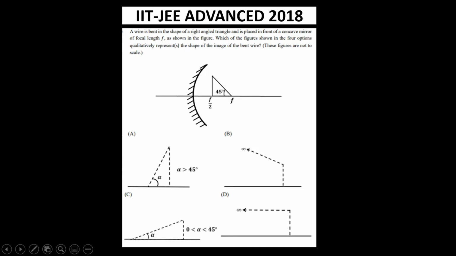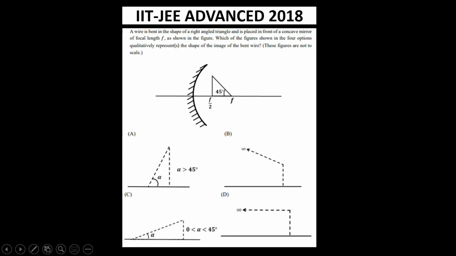Here there is a concave mirror of magnitude of focal length f. In front of this concave mirror, there is a right angle triangular shaped object placed as shown, and we have to find the shape of the image of the bent wire. The shapes of the image are given in options A, B, C, D. We have to tell which of these options is correct, and it's written that these figures are not to scale.